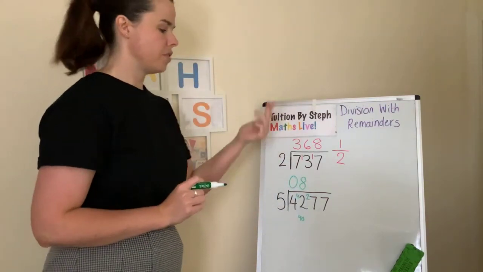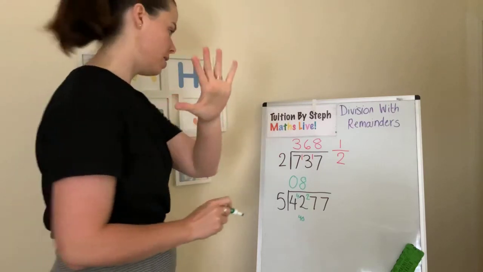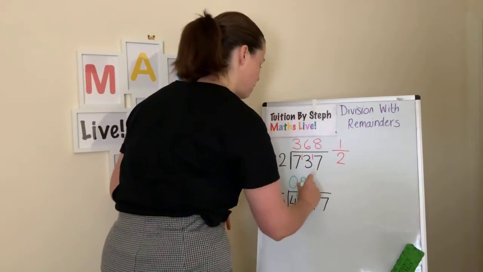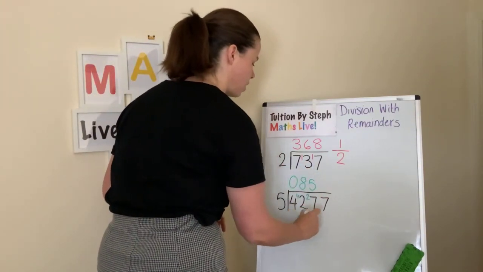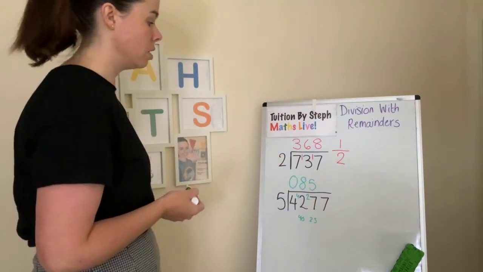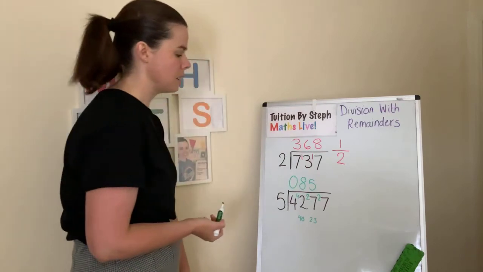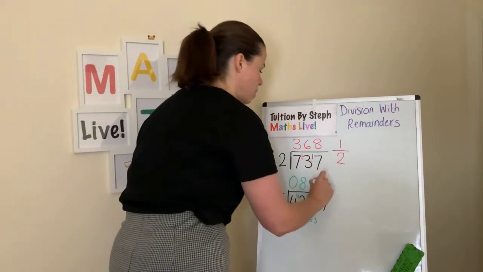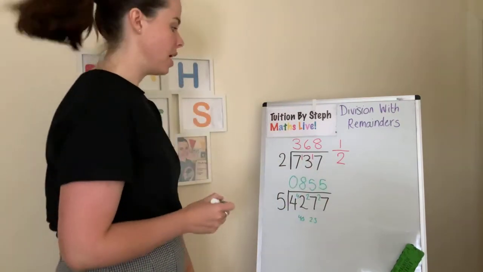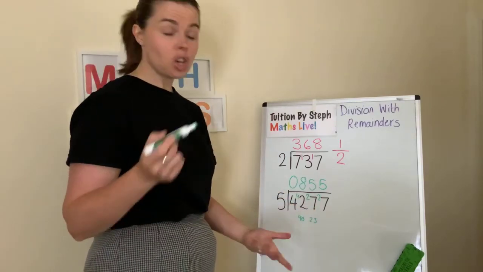5, 10, 15, 20, 25 is the nearest we can get. So we got to 25. We need to get to 27. So there's a remainder of 2 again. Oh look, it's the same, 27 and 27. So we know that that is also 5, and there's a remainder of 2.